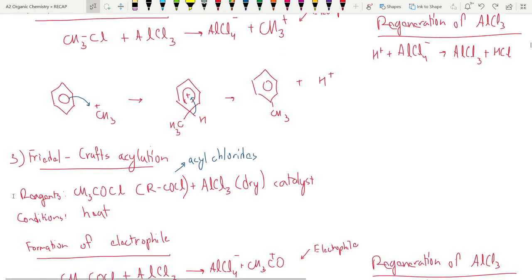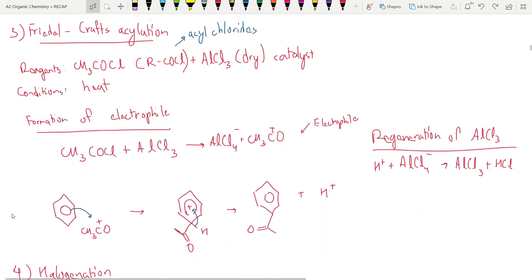Next, moving on to Friedel-Crafts acylation, we're going to add an acyl group, right? Acyl group, the CH3CO group or CH3CH2CO group, to the benzene ring using an acyl chloride and anhydrous AlCl3, and heat is also required. The formation of the electrophile is almost the same, the mechanism is also the same, and the regeneration is the same as well. Rather than getting an alkyl group, we're just getting the CH3CO group.